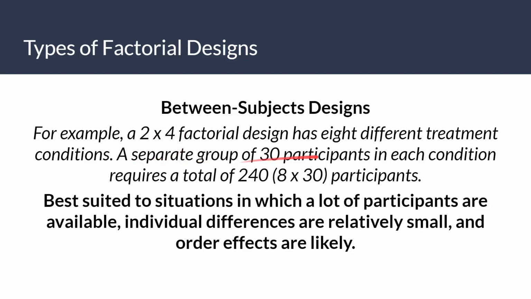Now, a separate group of 30 participants would be needed in each of those 8 conditions. So imagine, in order for you to do this, you need to recruit 8 times 30 participants, or in other words, 240 participants in your experiment. And what if your experiment is 1 hour in length? Then that would take a lot of time and effort to conduct that experiment. So a between subjects design is best suited to situations in which a lot of participants are available, individual differences are relatively small, and order effects are less likely to influence our experimental design.